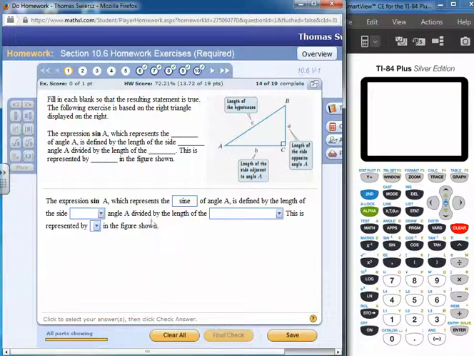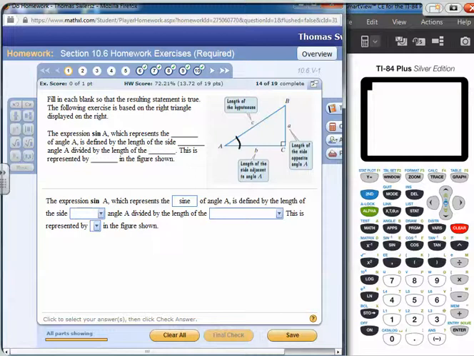So there's angle A, and if we're using this angle, then the opposite side away from that angle is the opposite side, and it's divided by the hypotenuse, which is always the length of the longest side, or opposite the right angle. So opposite the right angle is that side, that's the hypotenuse. So that is the definition of sine. Sine is opposite over hypotenuse.